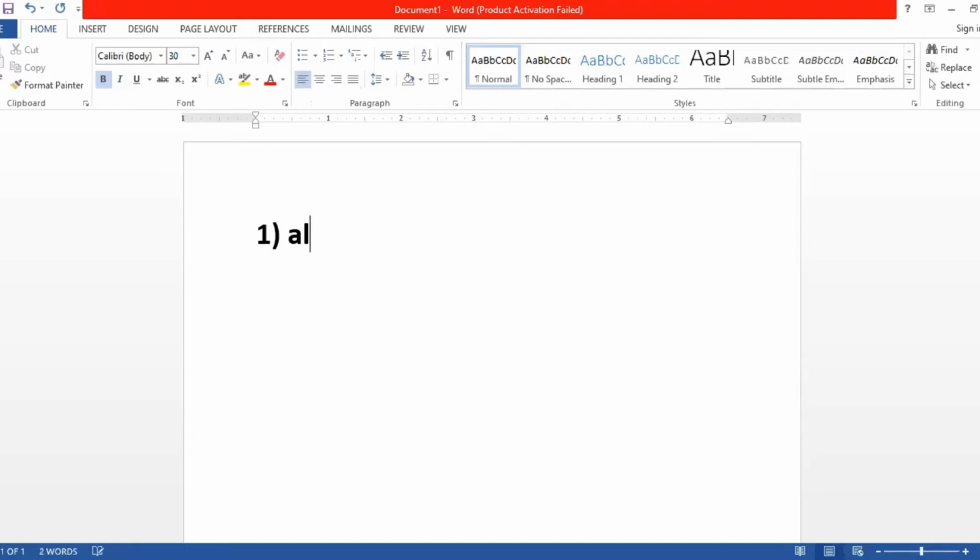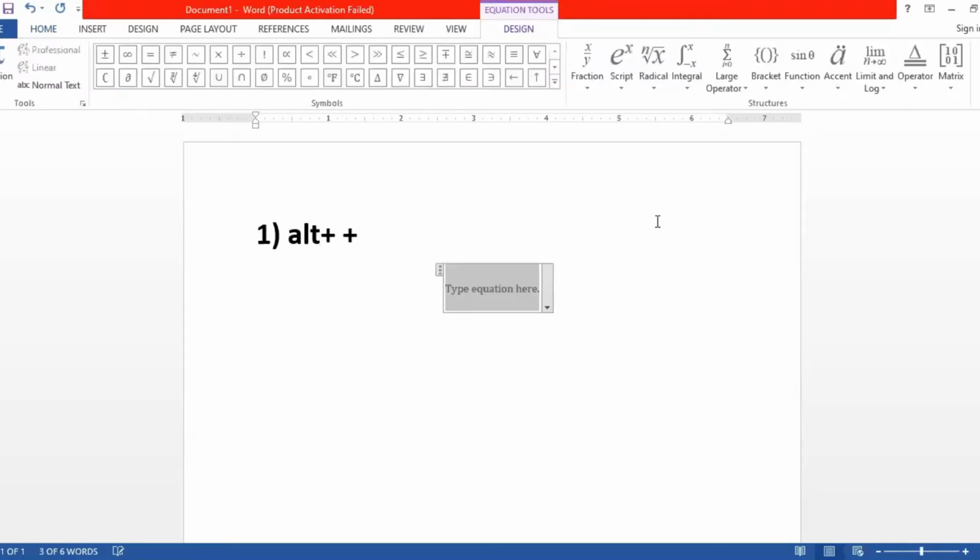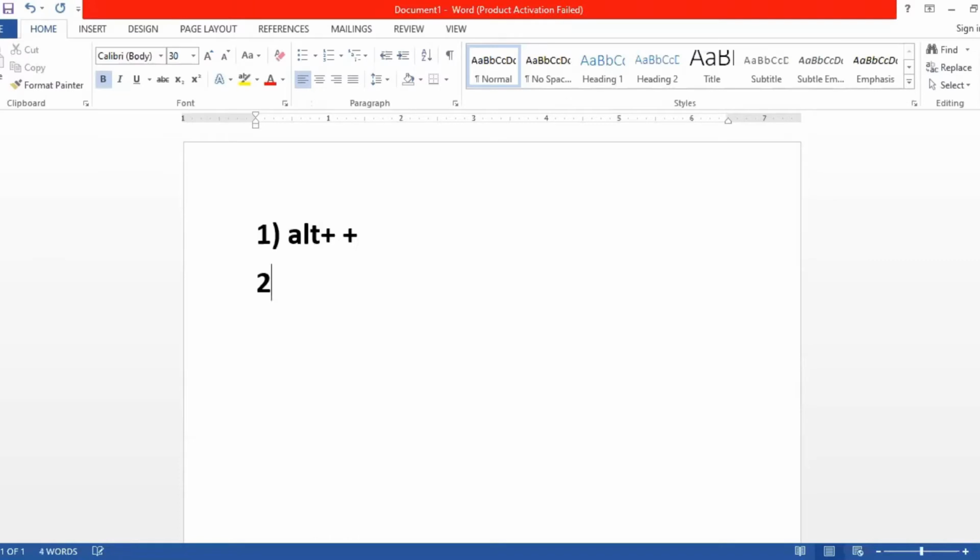Every time it is not possible to go and insert the equation box. For that, on the keyboard just press the Alt and plus keys. If we press Alt and plus, then we get that box, Type equation here. That means we have to type the equation in that box.